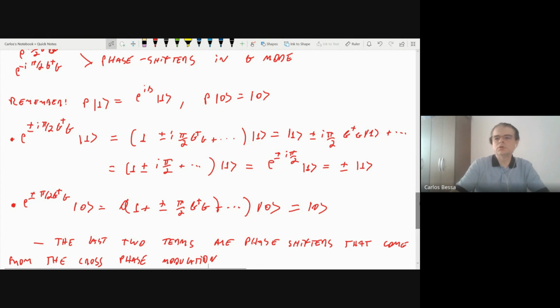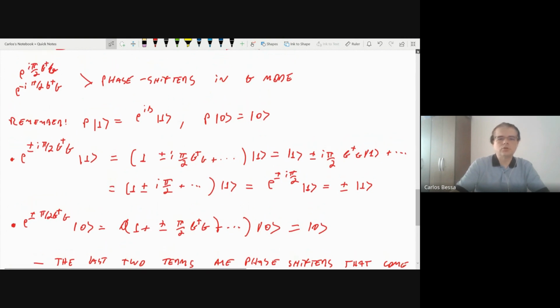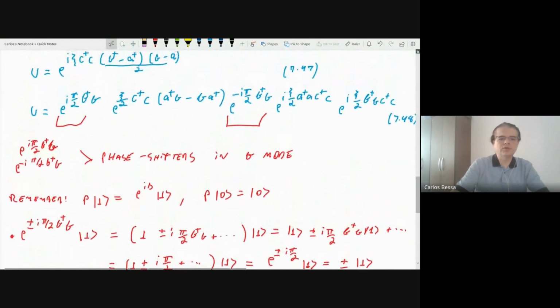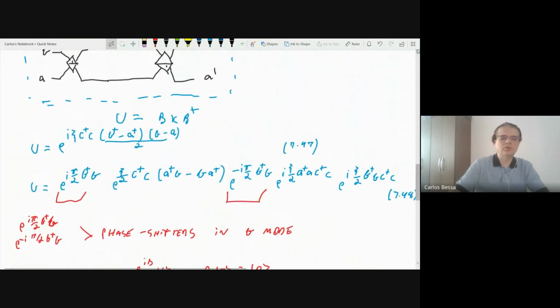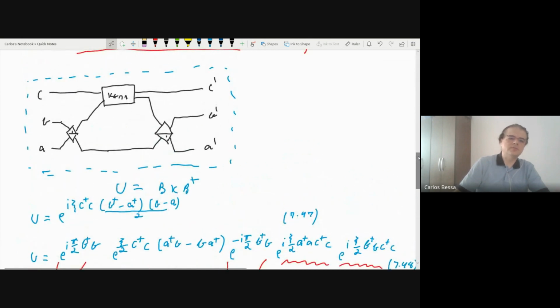Let's return here to see the figure. So these two terms here are like phase shifters. This and this. That actually relates to this term C. It appears here, C with the modes B and A.